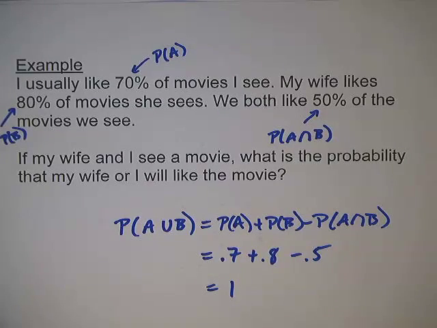So yeah, that is the tutorial on either-or probability for overlapping events.